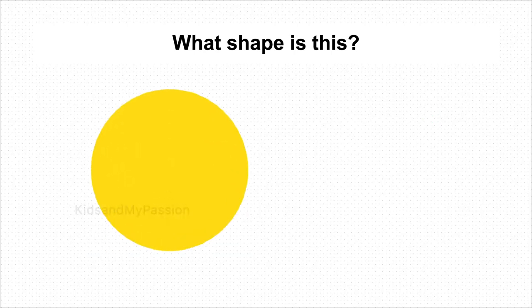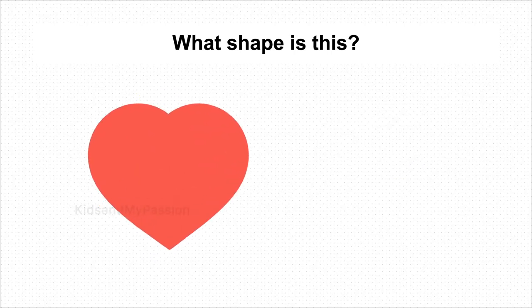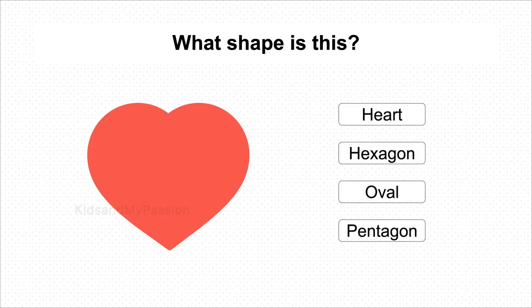What shape is this? Is it a pentagon, circle, oval, hexagon? Yes, it's a circle. What shape is this? Is it a heart, hexagon, oval, pentagon? You're right, it's a heart.